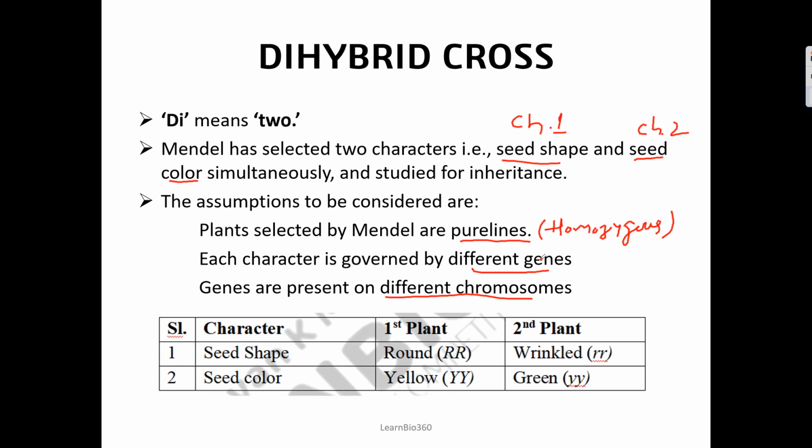Mendel has selected seed shape and seed color. The first plant has round shaped seeds. We are representing it as capital R, and the second plant has wrinkled seeds. We are representing it as small r. And for seed color, yellow is the dominant one, so we are writing it as capital Y. And green is the recessive one. We are writing it as small y.